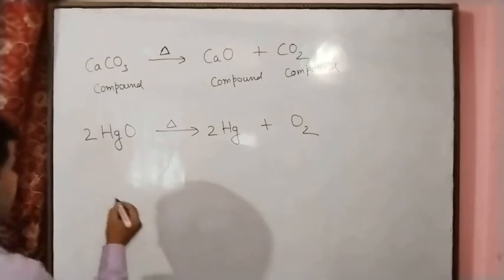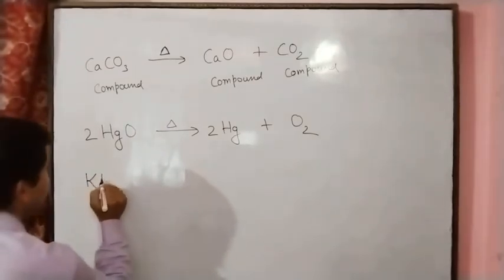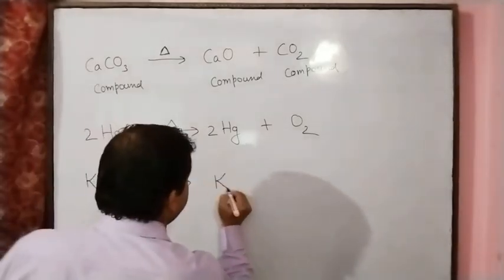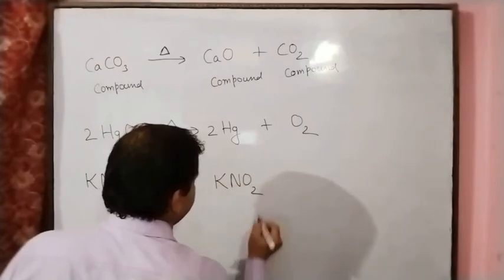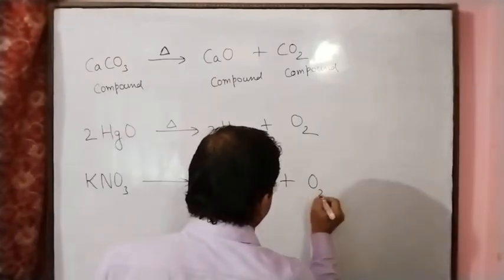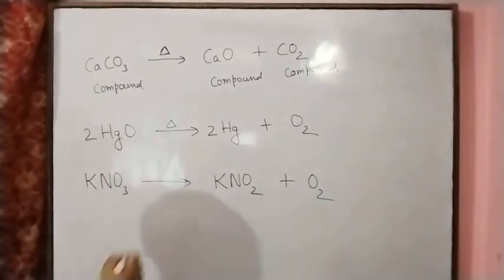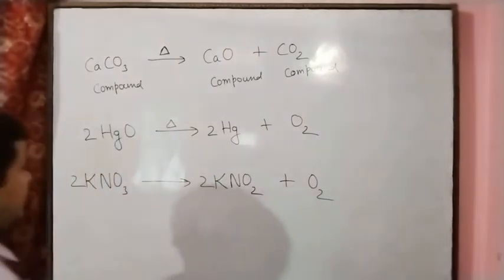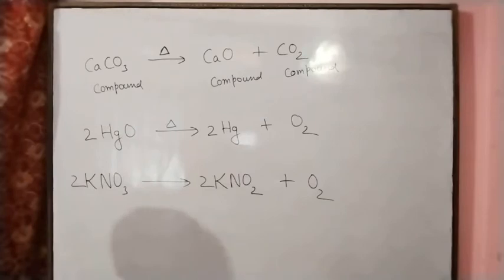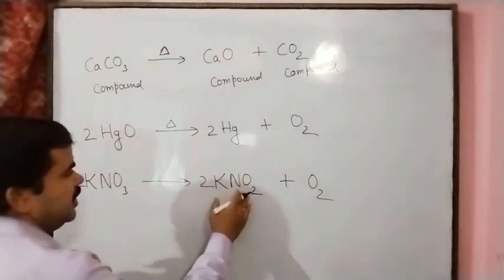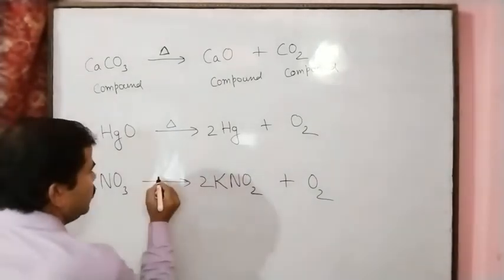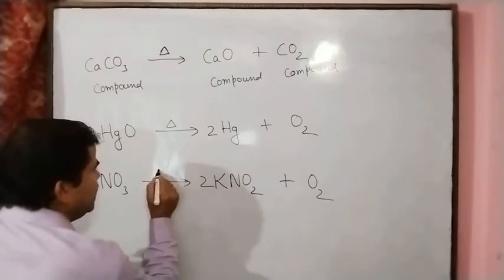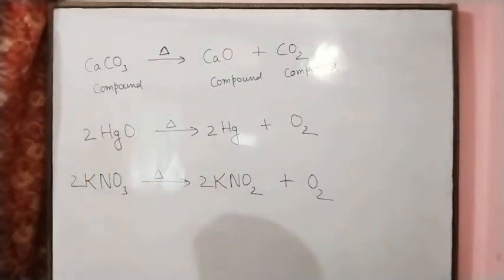The next example is potassium nitrate, which decomposes into potassium nitrite plus oxygen. In this chemical reaction, potassium nitrate decomposes into potassium nitrite and oxygen due to the presence of heat energy, meaning due to the absorption of heat energy. So this is an example of a thermal decomposition reaction.